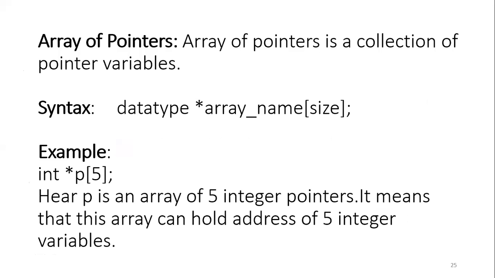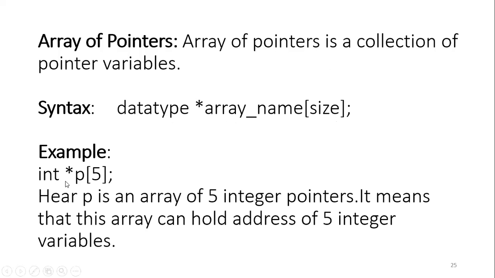Array of pointers is a collection of pointer variables. So we know the definition of array. An array is a collection of elements. Here, each element will act as a pointer. That means if there are n elements in an array, then each element is a pointer. The syntax for array of pointers is data type star array name of size.